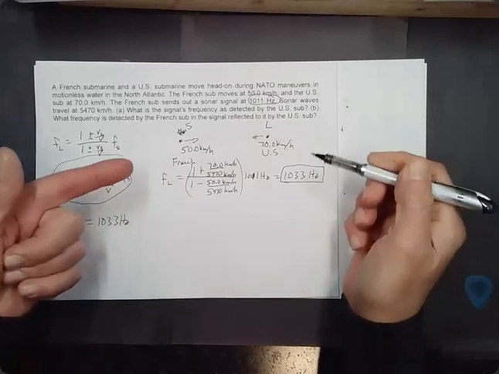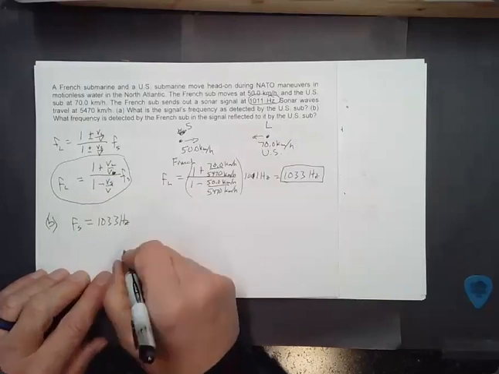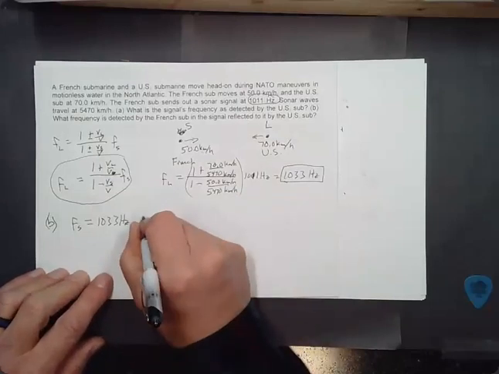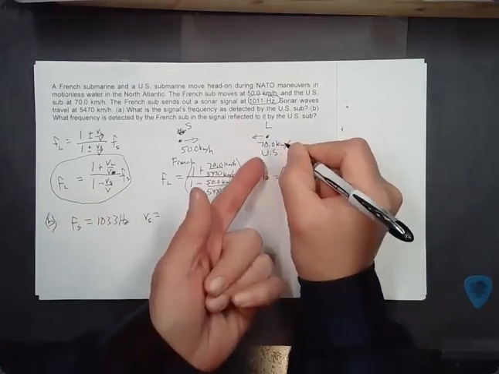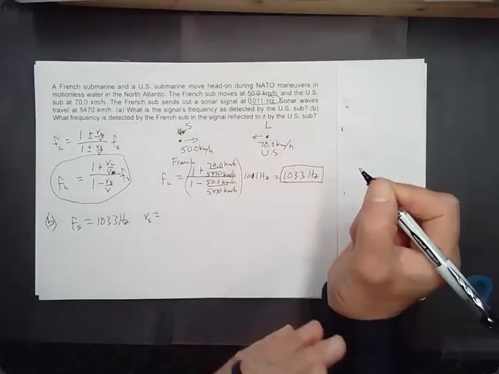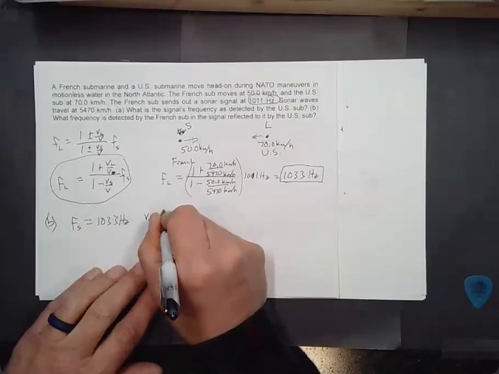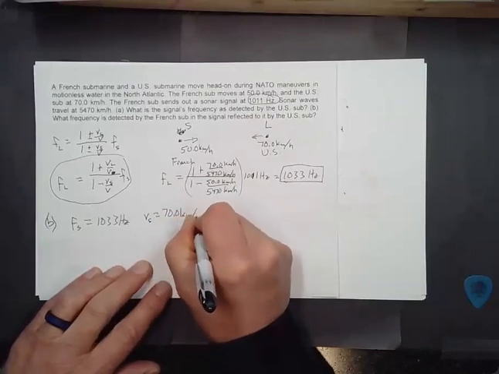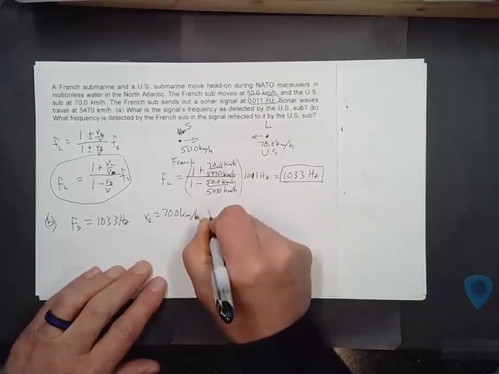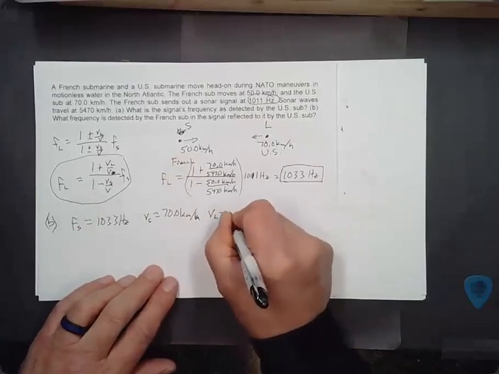We still have the source and the listener moving together, but now the source is going to be the French sub. So V source is, or no, now the source is going to be the US sub because it's the signal bouncing off the US sub. So that'll be 70.0 kilometers per hour. The listener is the French sub, which is moving at 50 kilometers per hour.